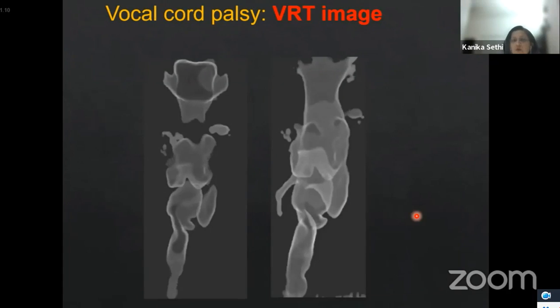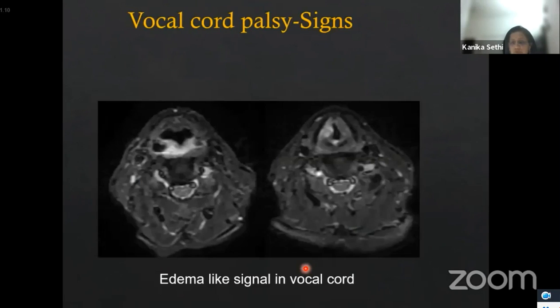These are volume rendering technique images of the same patient with left vocal cord palsy. We'll just quickly revise. Enlarged pyriform sinus, medially positioned aryepiglottic fold. Then you have a dilated laryngeal ventricle, a medially positioned true vocal cord unchanged on phonation, and then loss of the subglottic arch. So we're done with the signs on CT.